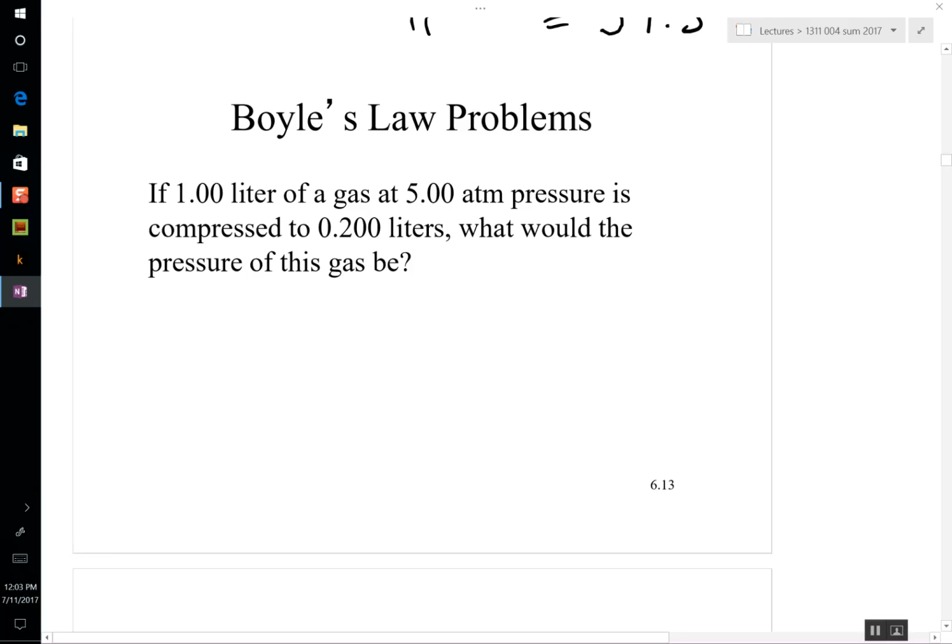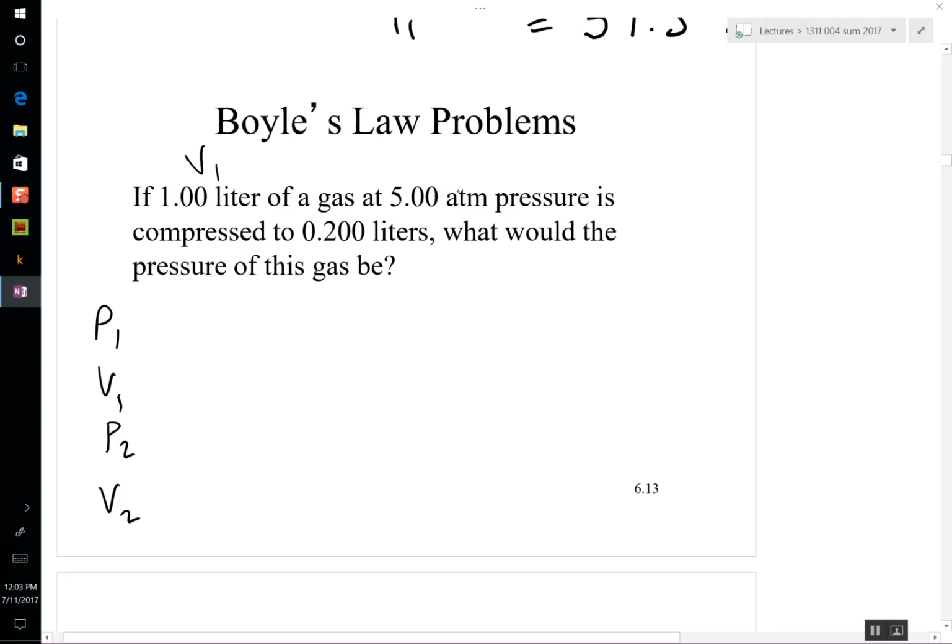Okay, let's do this and then maybe take a break. Okay, if 1 liter of a gas at 5 atmospheres is compressed to 0.2 liters, what would the pressure of this gas be? 1 liter is what parameter? V1. Of a gas at 5 atmospheres is what parameter? Is compressed to, what is that? 0.2. No, this is V2. What would the pressure, right?